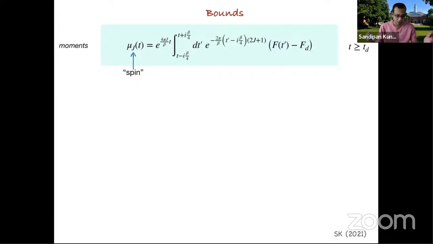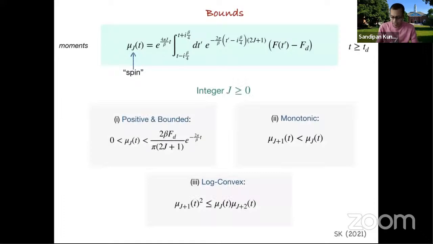And from the three properties that I showed you in the last slide, one can derive some rigorous bounds on these moments. When j is 0 or a positive integer, all these moments must be positive, bounded, monotonically decreasing as you increase spin, and it's a log convex function of spin. Note that some of these constraints are strict inequalities. So these strict inequalities can never be saturated, but some of the constraints can actually be saturated. This will be important later.